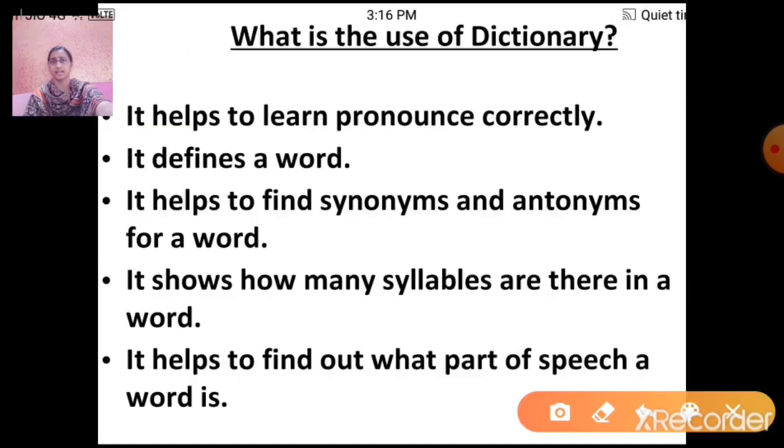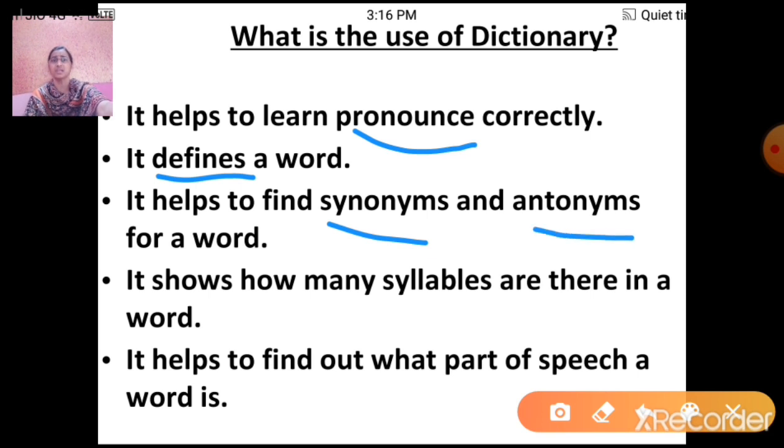Alright? Now let's understand what is the use of a dictionary. A dictionary helps to learn pronunciation correctly, right? It defines a word, then it helps to find synonyms and antonyms for a word.